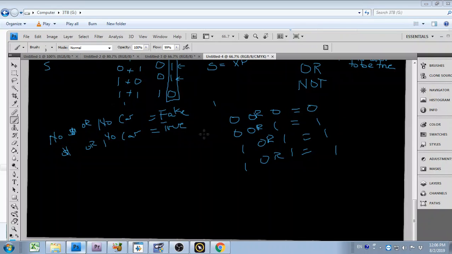Okay, I wrote this wrong. Sorry about that. This should have been a 0 right here. Tried to confuse you there. So 0 or 0, 0 or 1, 1 or 0, 1 or 1. That's all the combinations. Okay, let's do another one. I also skipped a row. This represents that. 1 or 0 is true.